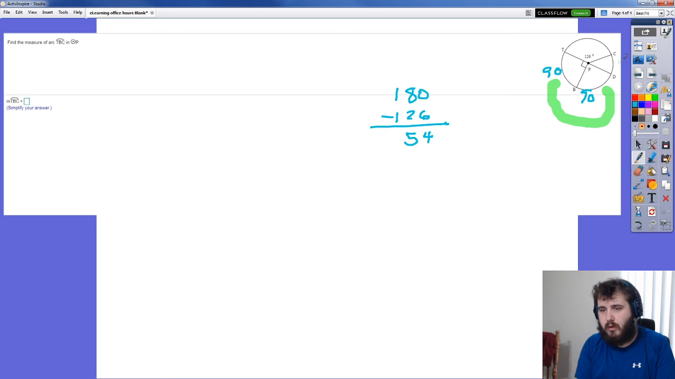Right, 54. So this is 54. Then all you have to do, since we're going from T all the way to C, is just add all those together. Number 4. Oh, so for that one, they just want CD.